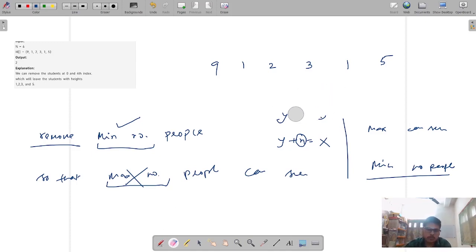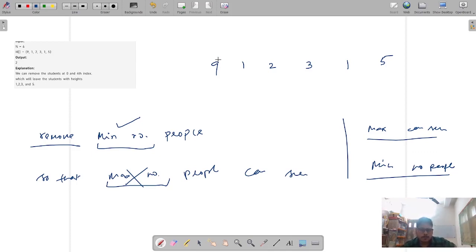So the most needed thing here is to understand that the minimum number of people to remove is similar to us saying the maximum number of people to keep. On the other hand, to say the maximum number of people that can see is actually implying the minimum number of people to remove.